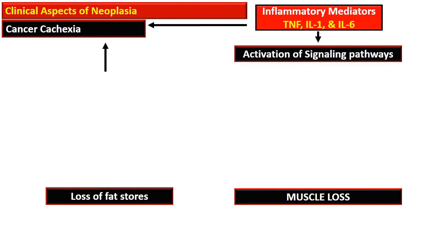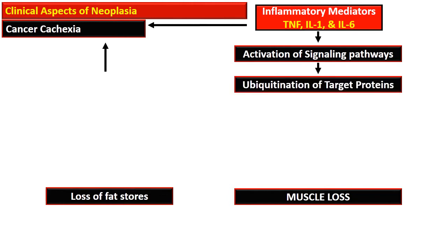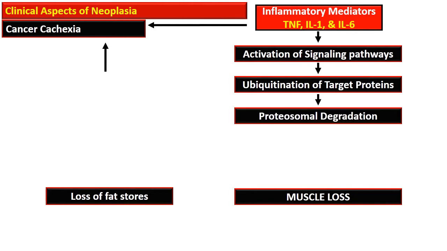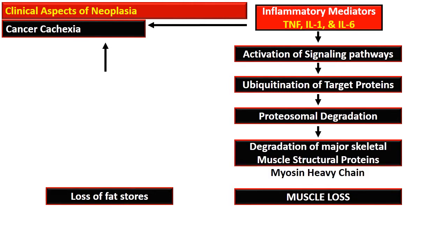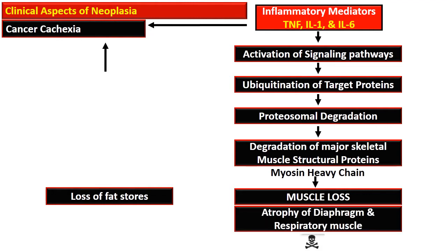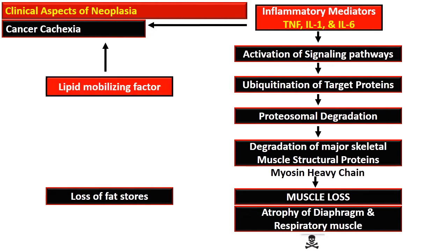Due to the inflammatory cytokines, there is activation of signaling pathways that lead to the ubiquitination of the target proteins, and there is subsequent proteasomal degradation of the major skeletal muscle structural protein such as the myosin heavy chain and there is resultant muscle loss. The atrophy of the diaphragm and respiratory muscle leads to death.